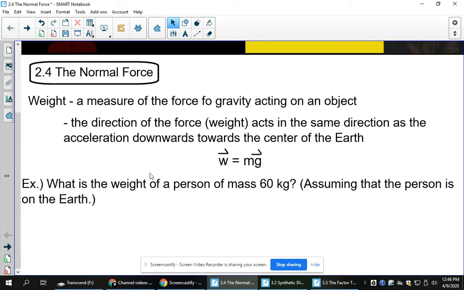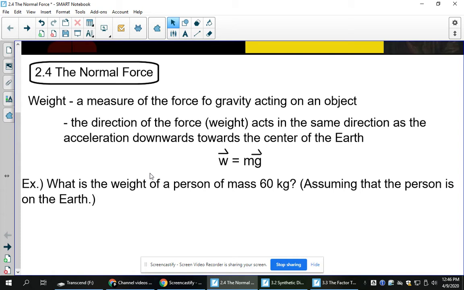So remember, your weight is essentially the force of gravity. So a lot of times what we'll do, instead of writing the W with the vector arrow that you see there, we'll write Fg. Now, Newton's second law says that any force is equal to mass times acceleration. And when it comes to weight, the acceleration that we're talking about is acceleration due to gravity. So this first formula, it's essentially F equals ma.